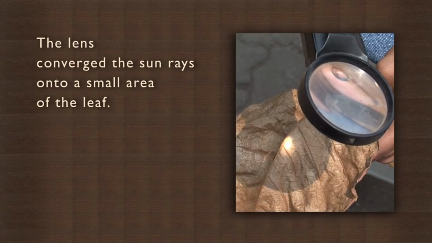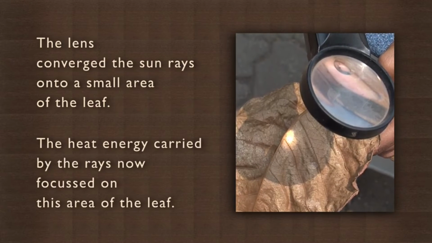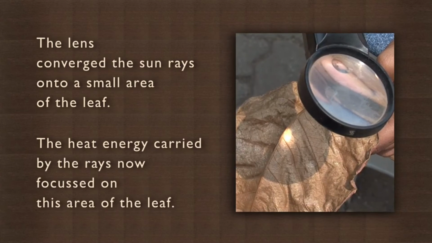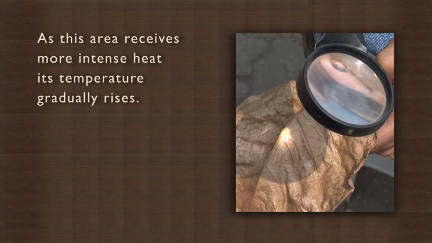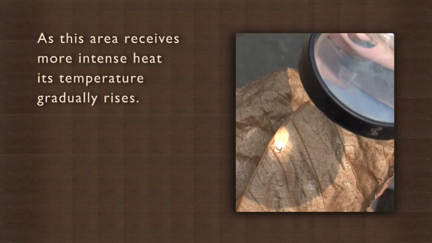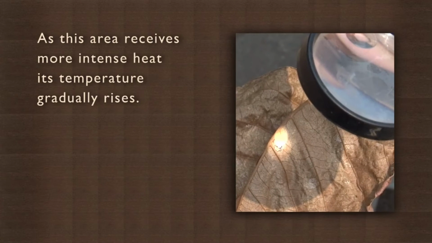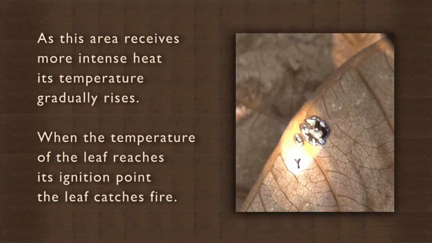This happens because all the sun's light rays falling on the convex lens are converged to a smaller area on that leaf, and at that point the heat energy is getting increased. So as more and more heat energy is received at that point, its temperature gradually rises, it crosses its ignition temperature or ignition point, and it catches fire.